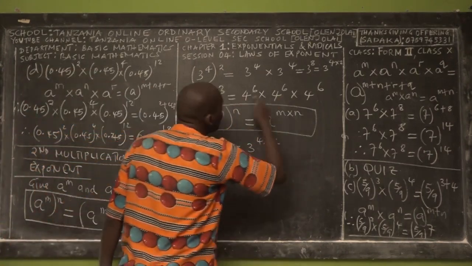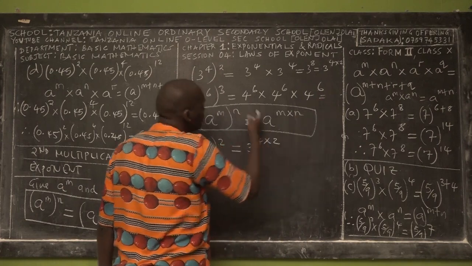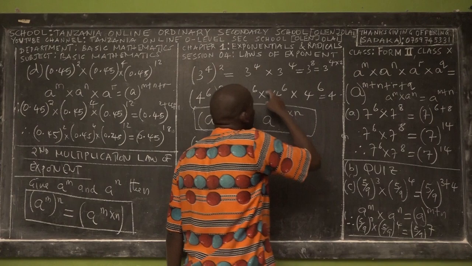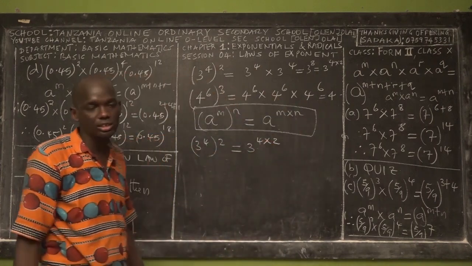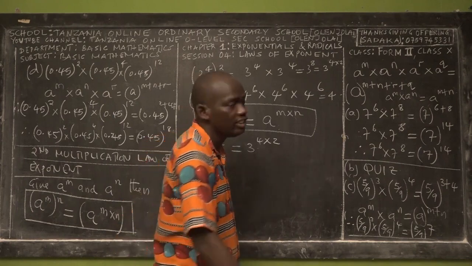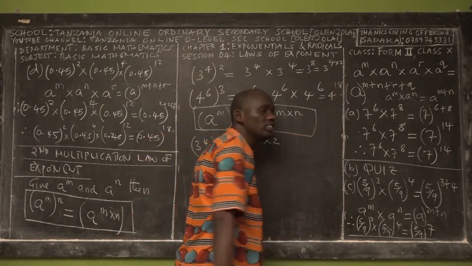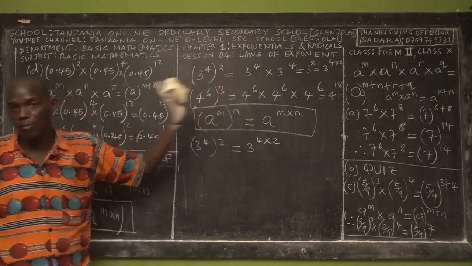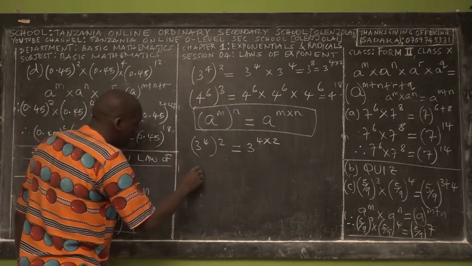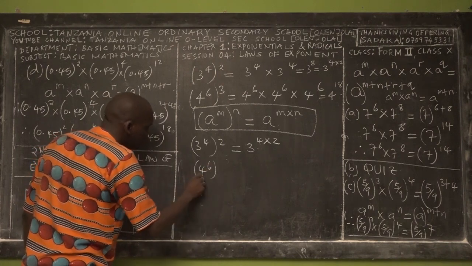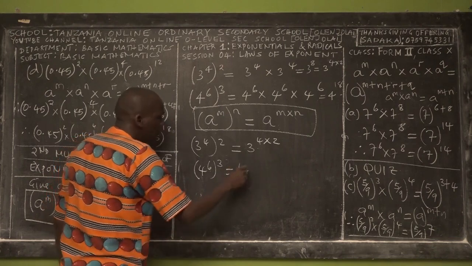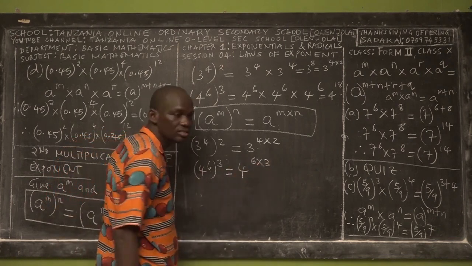Similarly, if you're applying the multiplication law for this case, how many bases do you have? 1, which is 4. How many exponents do you have? 6, 6, 3. So 6 plus 6 plus 6 is equal to 18. So this is 4 power 18, by using the first law of multiplication. By using this law, we have (4 power 6) power 3, which is equal to 4 power 6 times 3.